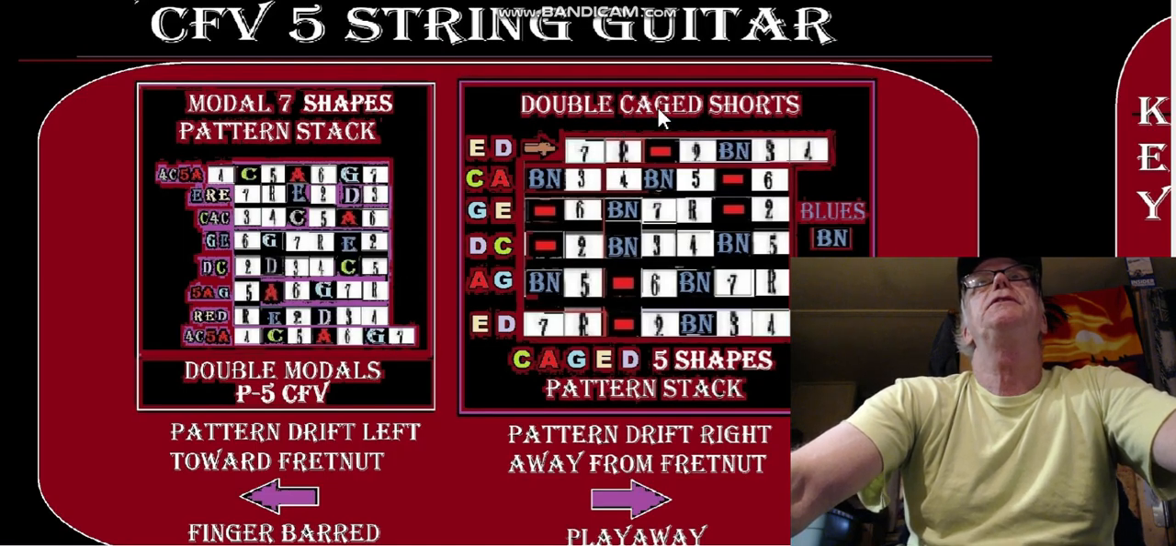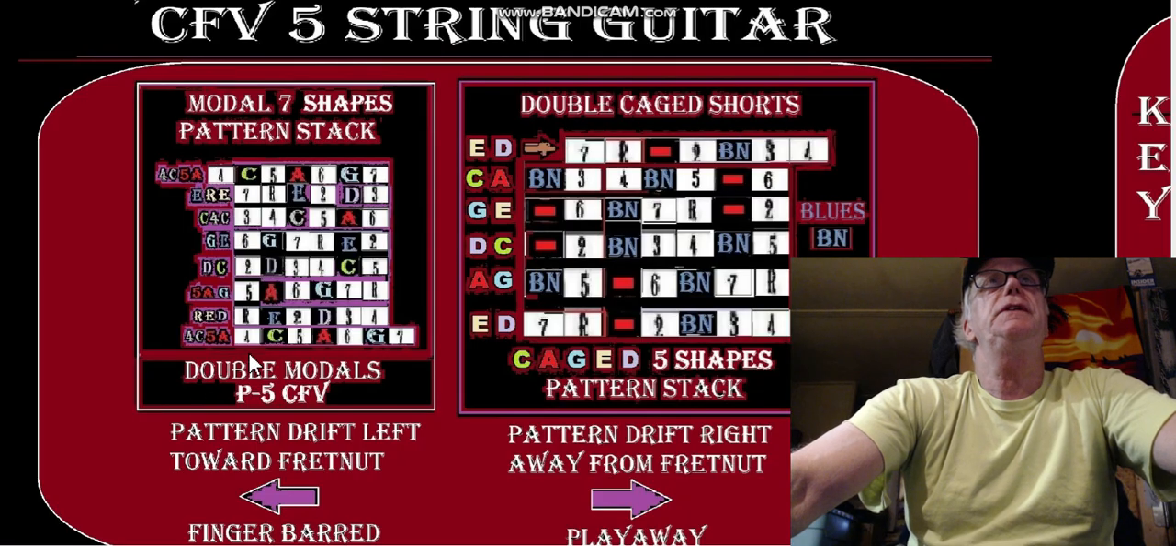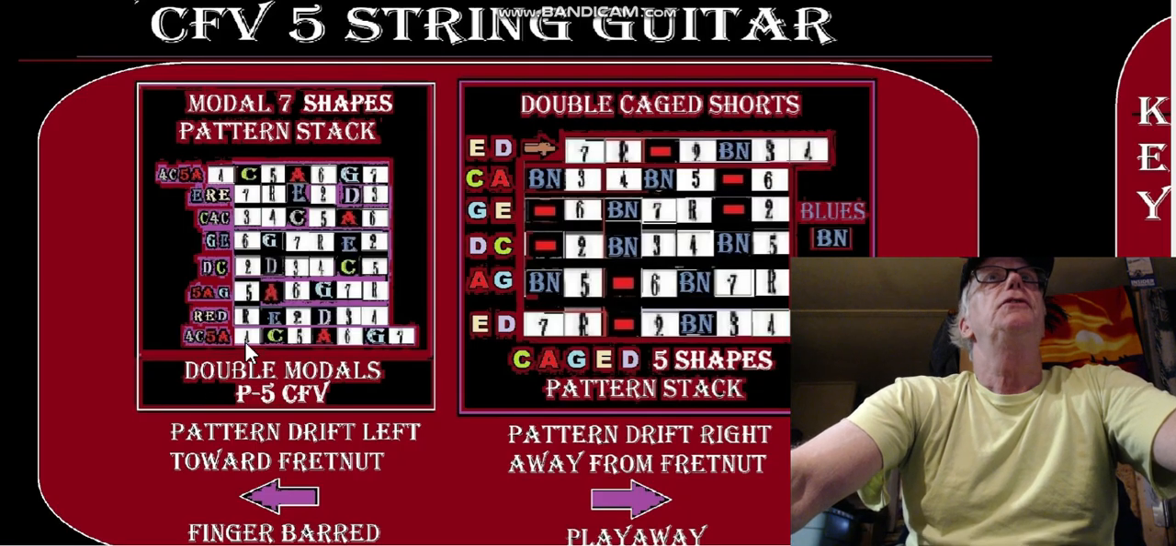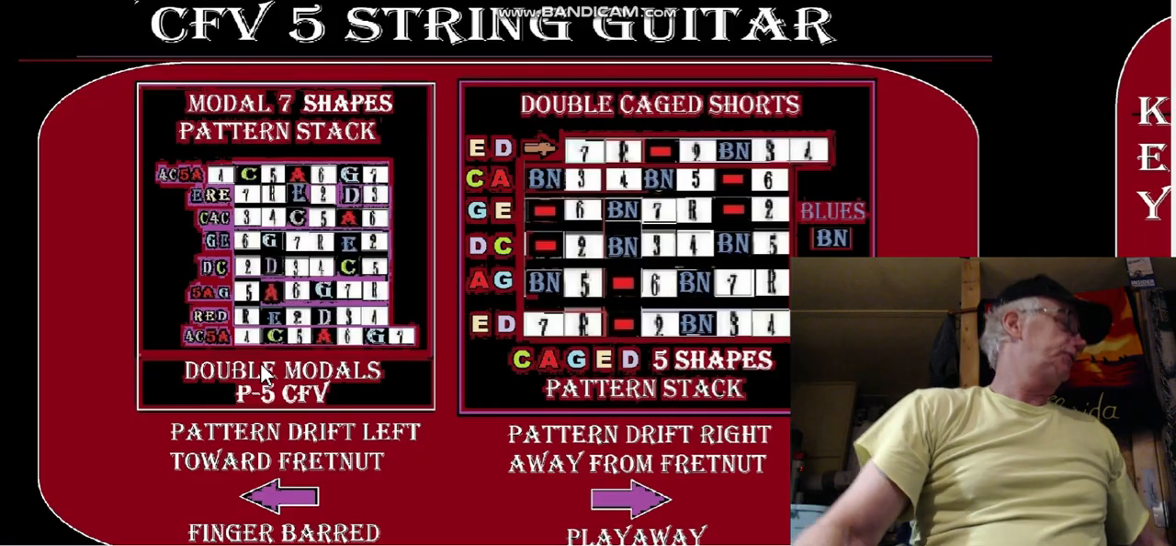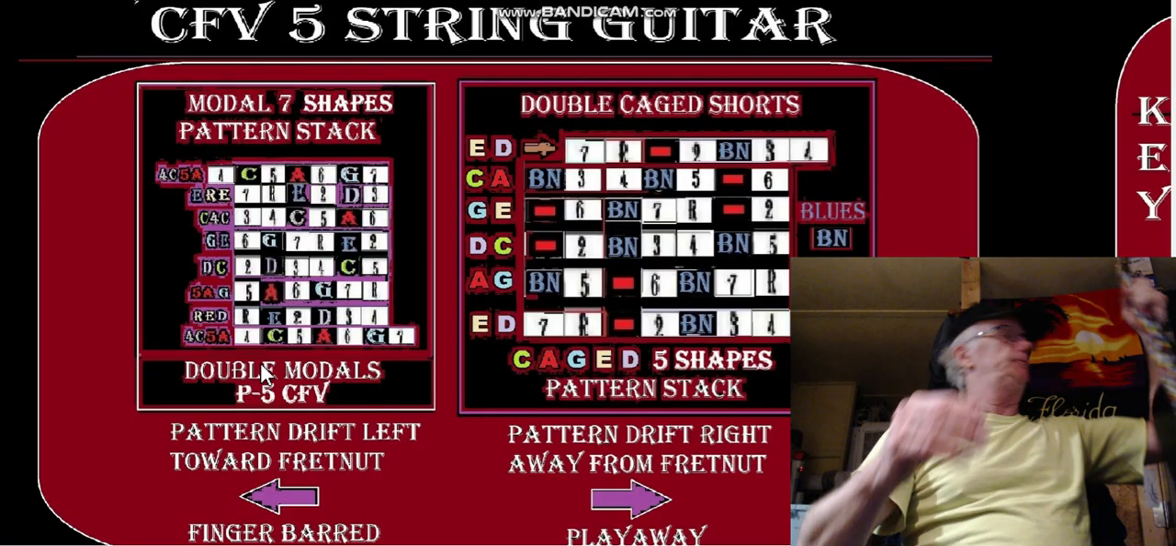When you play the double cage shorts, these are the double modals. So what are the modals? Back to guitar.